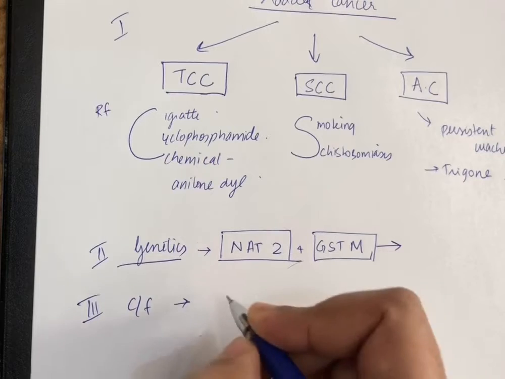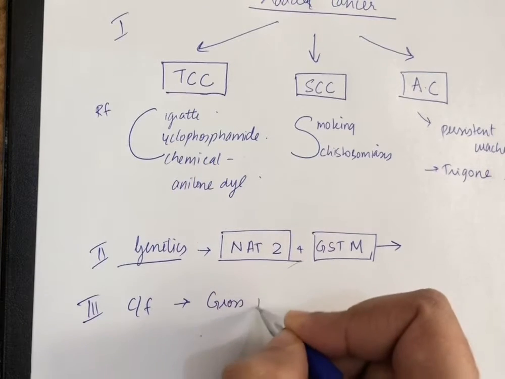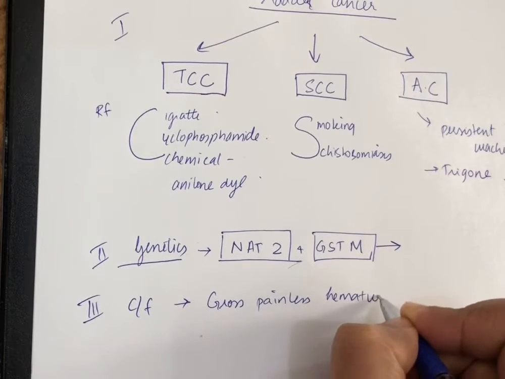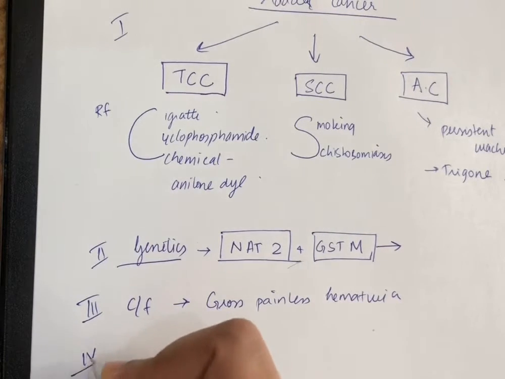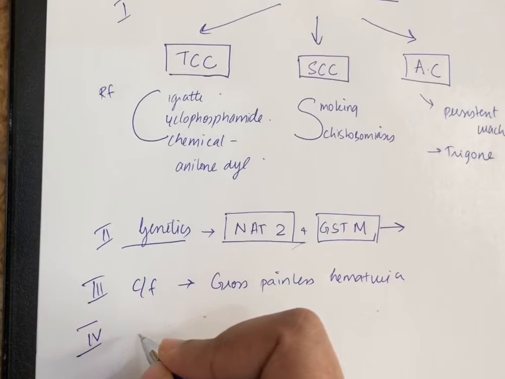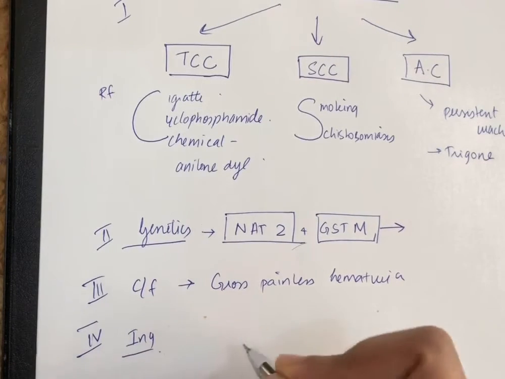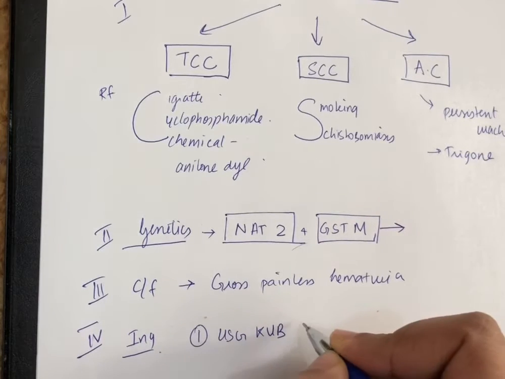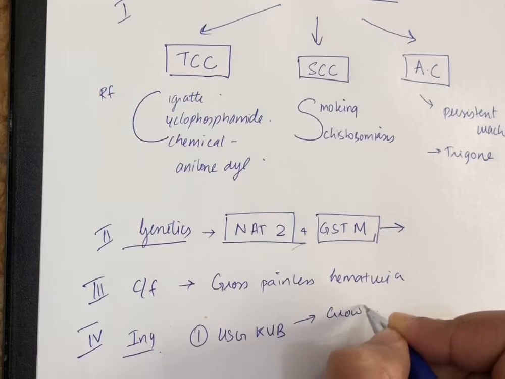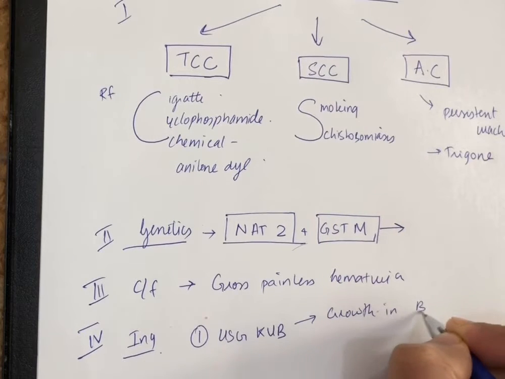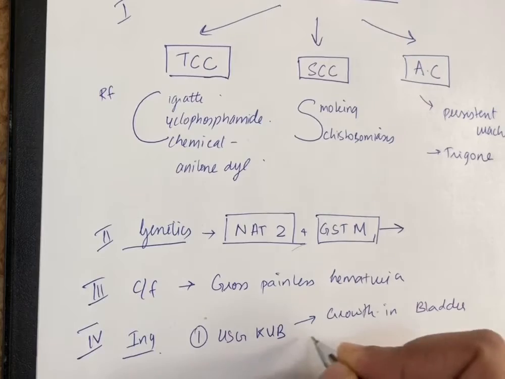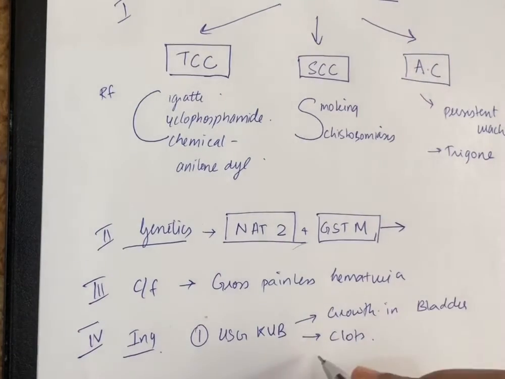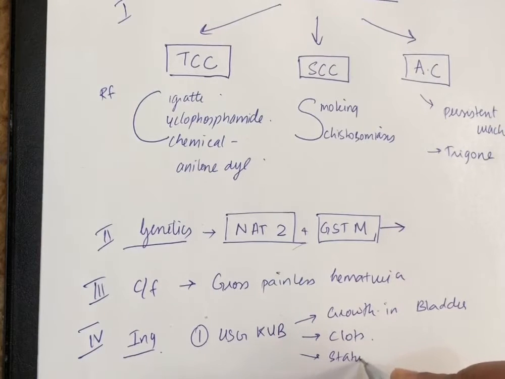Now third one, what are the clinical features? The clinical feature is gross painless hematuria. Now what are the investigations that you will do? First, you do a USG KUB. What all can you see over here? You can see a growth in the bladder. You can see clots, and also you can see the status of the kidney.